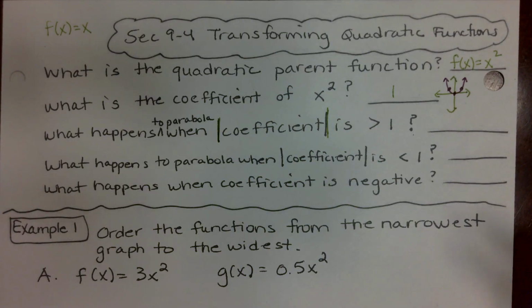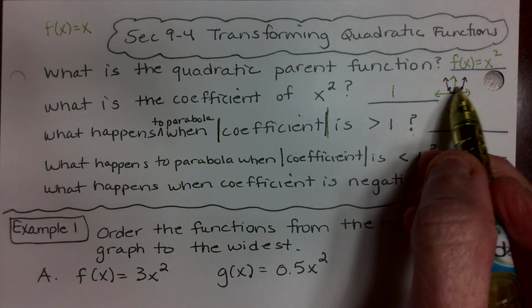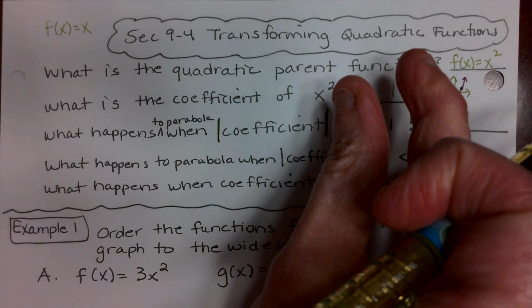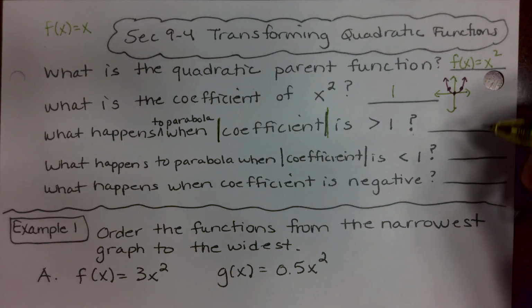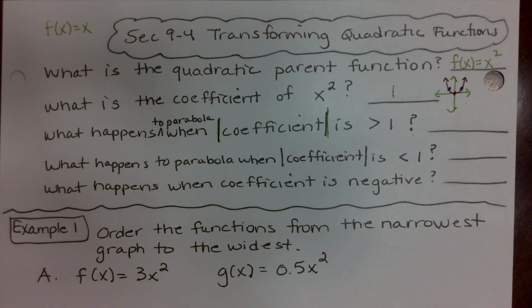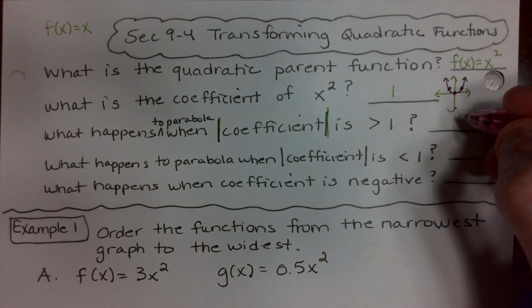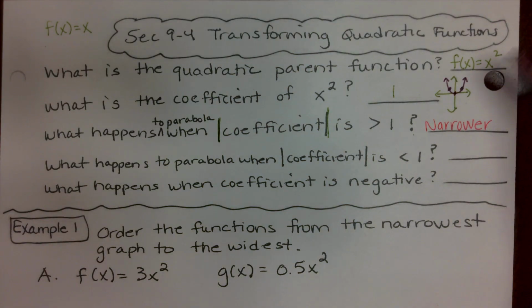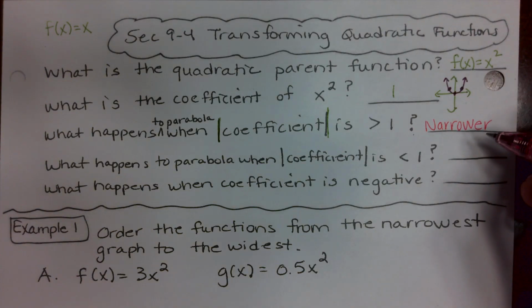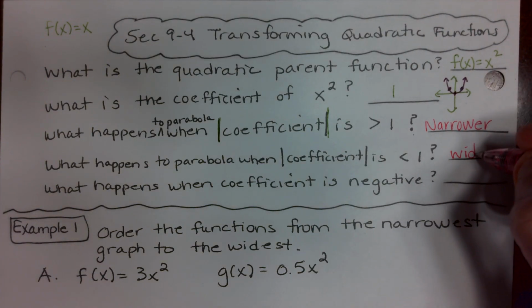So what happens then when this is bigger than 1? Do you think this graph will get narrower or wider? Well, if you said wider, that's definitely the more intuitive answer, but it's not the correct one. Sorry. It's opposite of what your intuition would tell you. It actually gets narrower. And if it is less than 1, like you have a 1/2 in here, it actually then gets wider than the parent function.